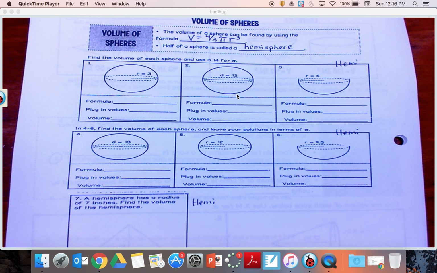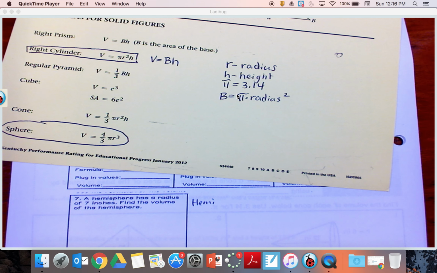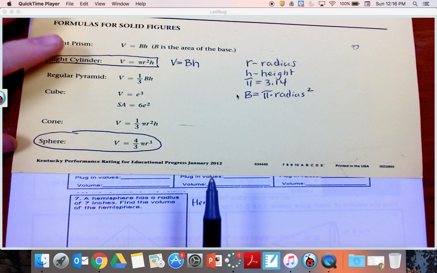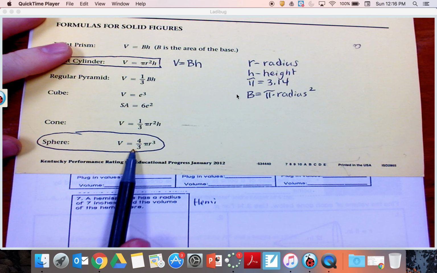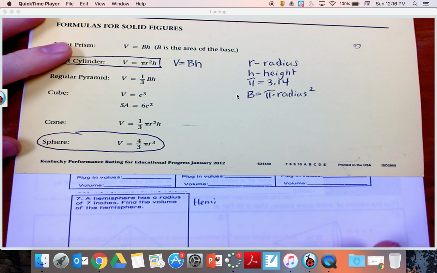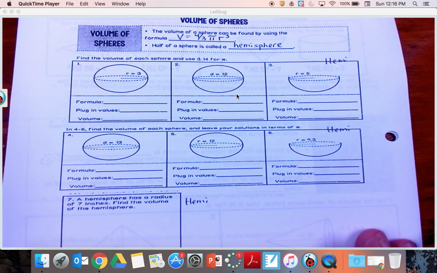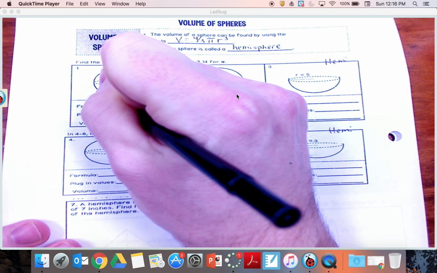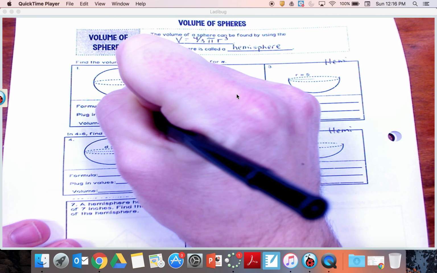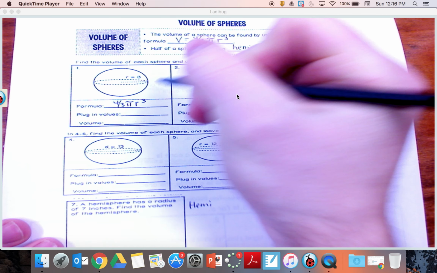So let's jump right into what we have. And remember, if you need to, you have this little sheet here. You'll get this for the K-Prep test. You get to use this for this information. We're going to be using this formula down here at the bottom: 4/3 times pi times the radius to the third power. So we want to get used to writing this in and seeing what we have. We take 4/3 times pi times the radius cubed.